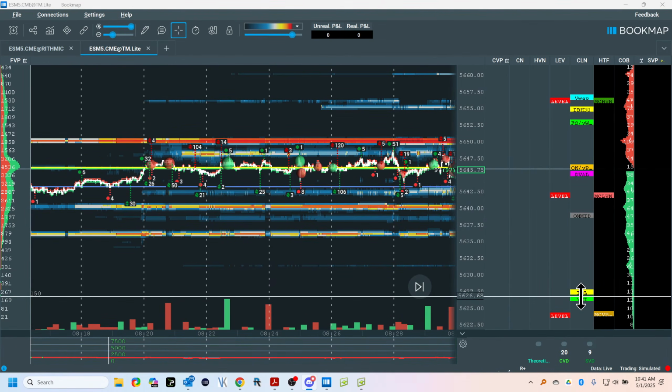What are the possibilities? Let's look. We're opening out of range in a gap, and the market is out of balance. What is balance? What does it say?